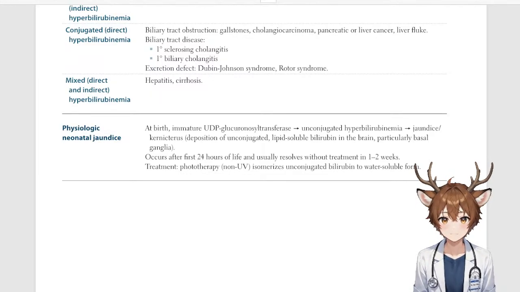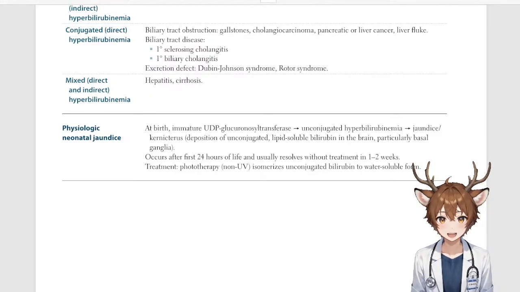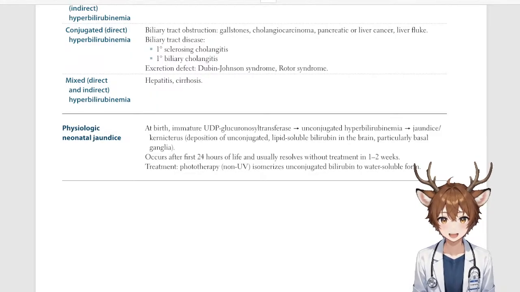How do you treat it? Phototherapy, non-UV, isomerizes the unconjugated bilirubin to a water-soluble form that can be excreted in the bile.